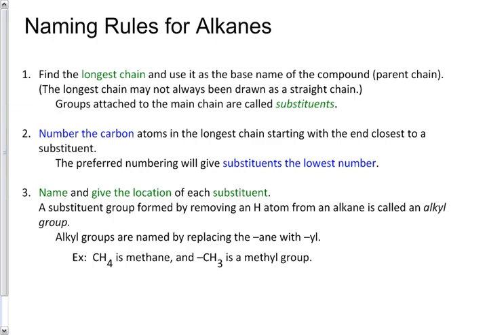Now, the rules for naming alkanes, and I'll try to give you examples as we go through just to show you what I'm talking about. So the first rule is to find the longest chain and use that as the base name or parent chain of the compound. Now, you have to be very careful because the longest chain may not always be drawn as a straight chain. What I do is I try to find the longest carbon chain I can without picking up my pen.